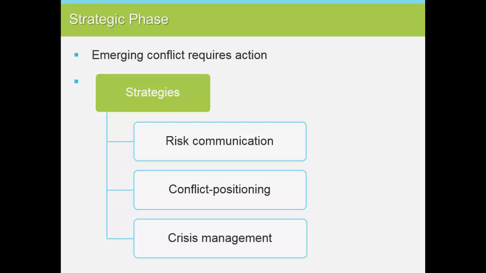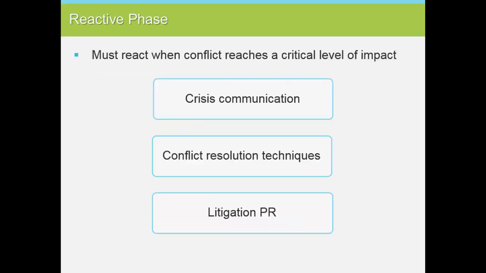Conflict positioning is when an organization determines how to position itself favorably in order to prepare for public reaction. Finally, a crisis management plan is developed in order to prepare for the worst possible scenario. As its name suggests, in the reactive phase, the public relations professional is reacting to the situation as it unfolds. Proper planning and execution of the previous phases will give the PR professional an advantage in this phase.